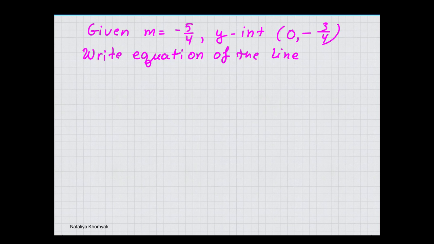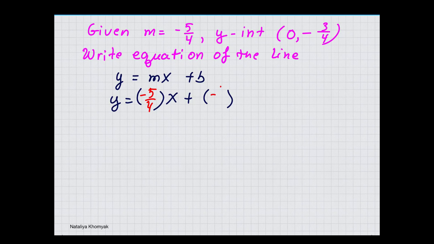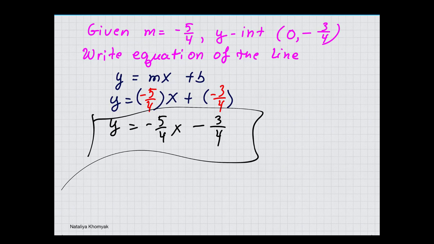Given m equals negative 5 out of 4, y-intercept negative 3 out of 4, write equation of a line. And it's still the same equation of y equals mx plus b. So we just want to rewrite this with substitution parentheses. And m is negative 5 out of 4. Y-intercept is negative 3 out of 4. So we get y equals negative 5 out of 4 of x. Positive times negative, minus 3 out of 4. And this is our solution.